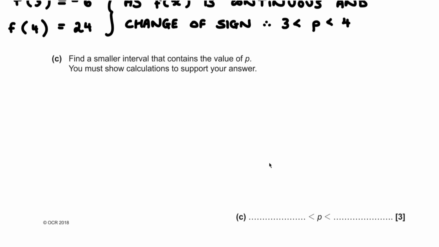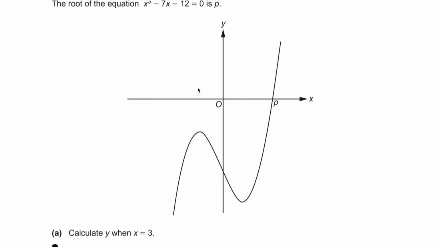Part C, find a smaller interval that contains the value p. You must show calculations to support your answer. Well, what we have so far is our values of 3 and 4. What we want is a smaller interval. Something a bit bigger than 3 but a bit smaller than 4. So we could have, for example, 3.1 and 3.9.